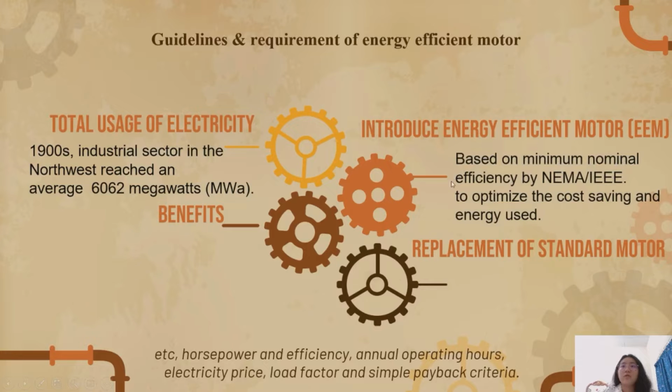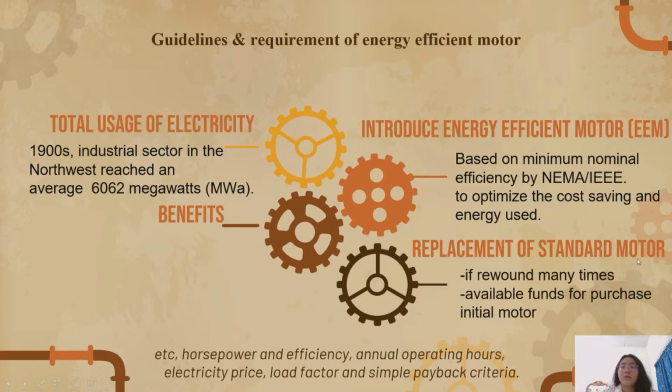It is based on the minimum nominal efficiency designed by NEMA, the National Electrical Manufacturers Association, or we can call it the Institute of Electrical and Electronics Engineers. This minimum nominal efficiency is used to optimize the cost savings and the energy use. In this case, the replacement of standard motors can be done if they run for many hours. This is because there will be a loss of efficiency if we run them for a long time, and if you have any available funds, you can purchase the energy efficient motor for the initial motor purchase.